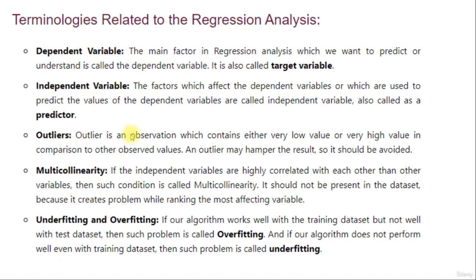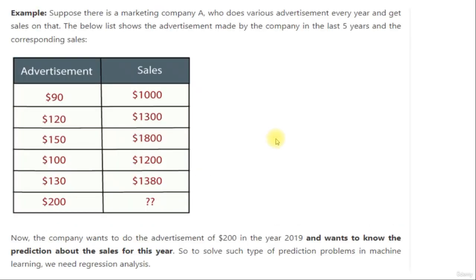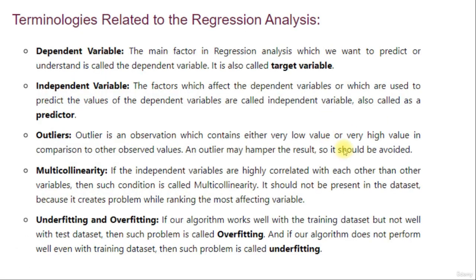Now outliers. An outlier is an observation which contains either a very low value or a very high value in comparison to other observed values. Let's say in this example we have an entry with a budget of $1,000 and sales of only $20. That will be considered an outlier, because the value is either very low or very high compared to the other observed values. So the point should be noted that an outlier may hamper the result, so outliers should be avoided.